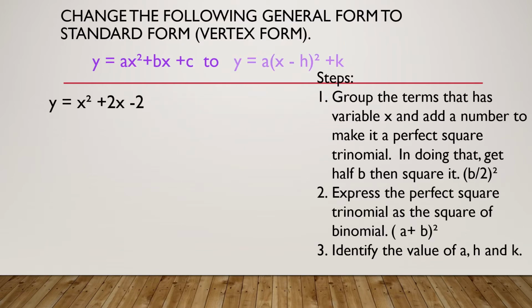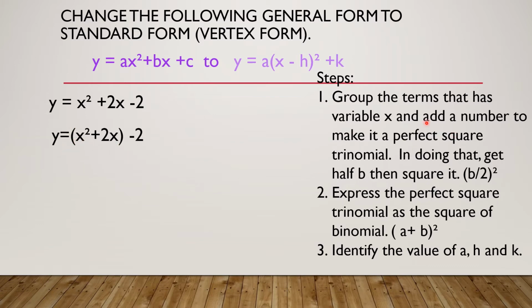So let's have an example here. I have y is equal to x squared plus 2x minus 2. This is the general form. We need to transform it to standard form. So let's follow the steps. First, group the terms that have variable x. So I'm just going to put them inside the parentheses. So y is equal to x squared plus 2x minus 2.